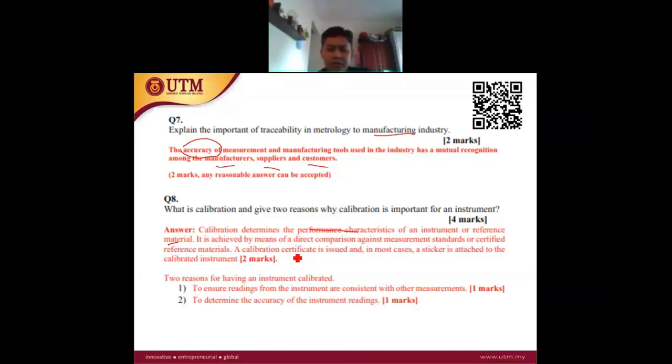The two reasons for having an instrument calibrated: to ensure readings are consistent with other measurements, especially those coming from the standards, and also to determine the accuracy of the instrument reading. You want to know the error.